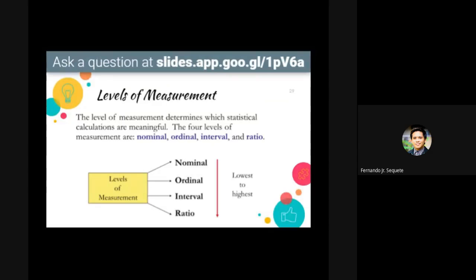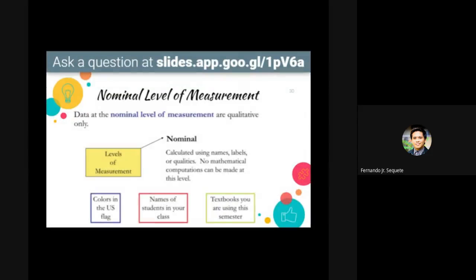So, mao ni siya ang arrangement nato. So, the level of measurement determines which statistical calculations are meaningful. The four levels of measurements are nominal, ordinal, interval, ratio, and then it is actually arranged in a particular manner, lowest to highest. Okay, please take note on that. That is the lowest to highest, no? Lowest nominal, and then the highest level of measurement is ratio. Okay. Now let's try to look at the examples of each level of measurement.